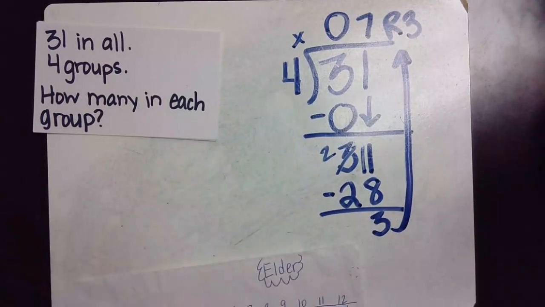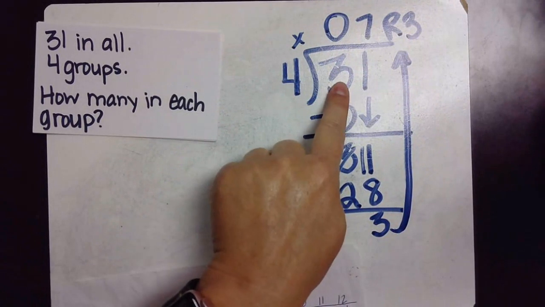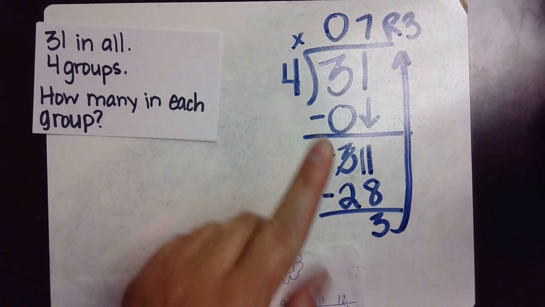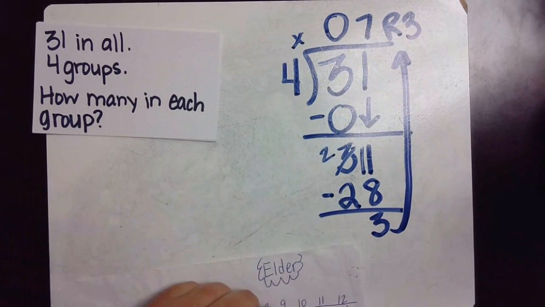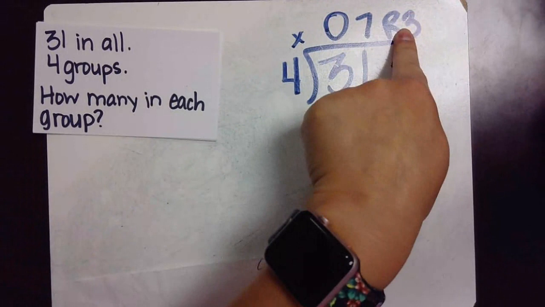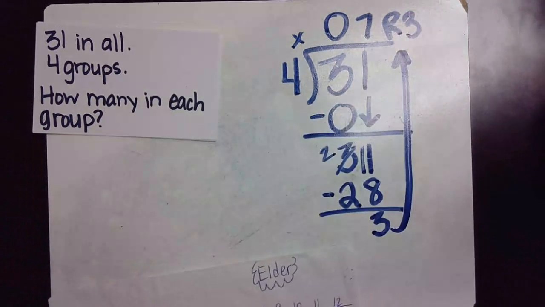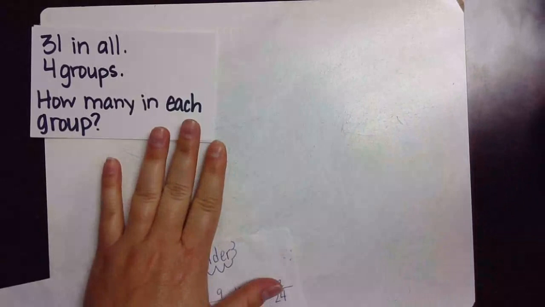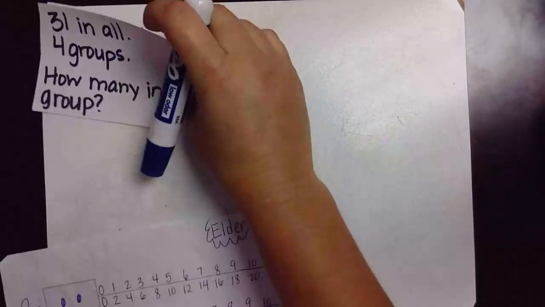Or the question could be, Miss Elder has 31 books. She wants to place them on 4 shelves. How many books would not fit on the shelves? Well, that would be the answer of 3 because there's a remaining of 3. They did not fit on the shelf. So you've got to watch how they are asking their question. All right. Oh, I forgot to check division with multiplication. I promise I'll catch you on the next one.